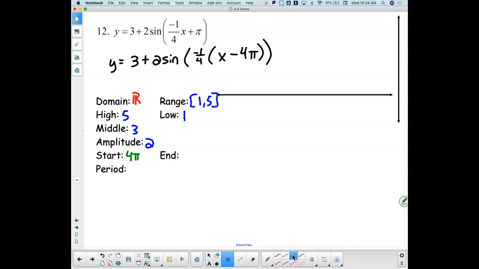So it's x minus 4 pi, so it's always the opposite? Because it's inside parentheses, we think opposite. If it's x plus 4 pi, it'd be negative 4 pi. Bingo. Okay. Period.